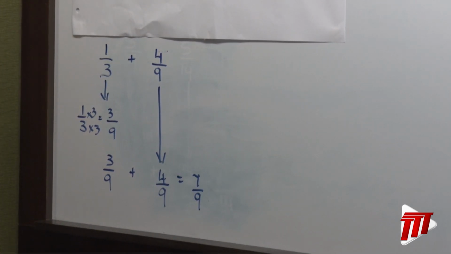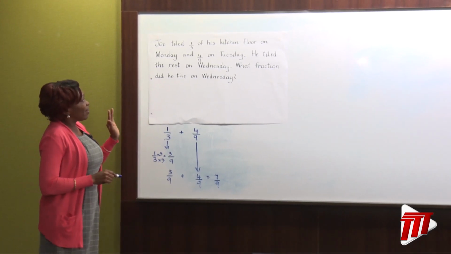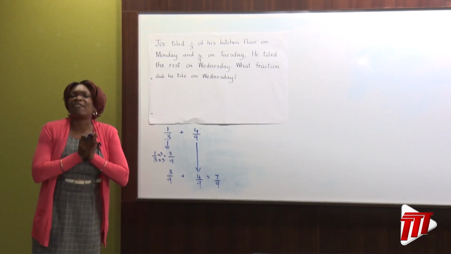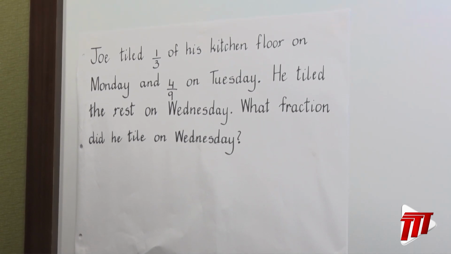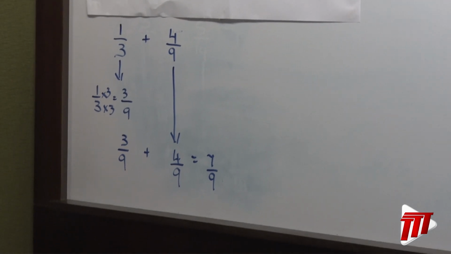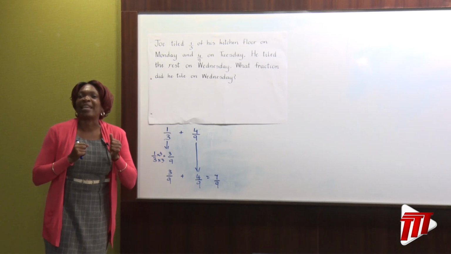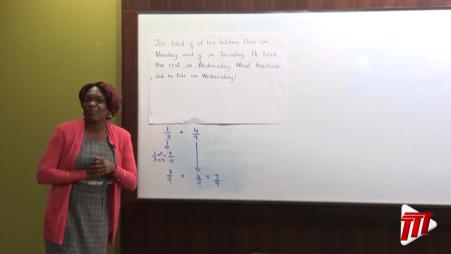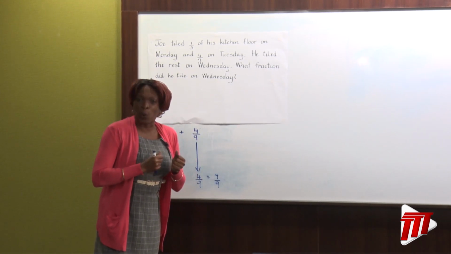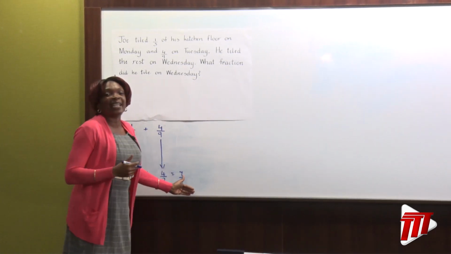Wonderful. Did you get this answer? I'm certain you did. So we can say that Monday and Tuesday, the total fraction, 7/9. Yes, boys and girls? Is this the end of the sum? Oh, no, it's not. We still have to find out what fraction was done on Wednesday. Do you know what to do? Yes, I'm certain you do. We incorporate the whole again. What do we do? We subtract the 7/9 from our whole.